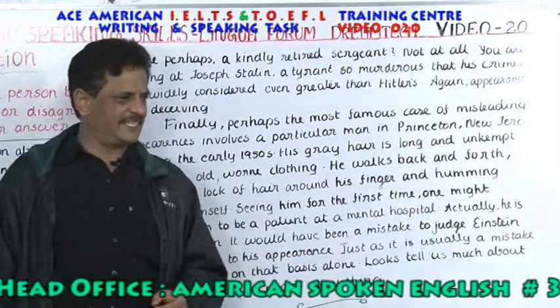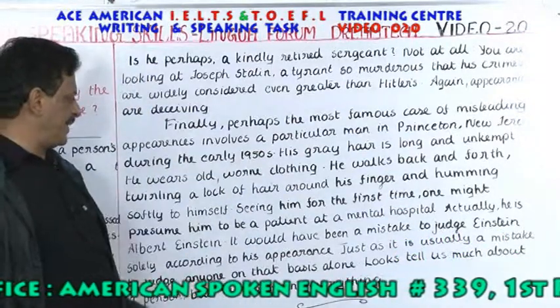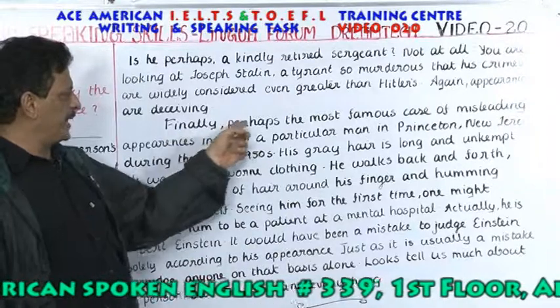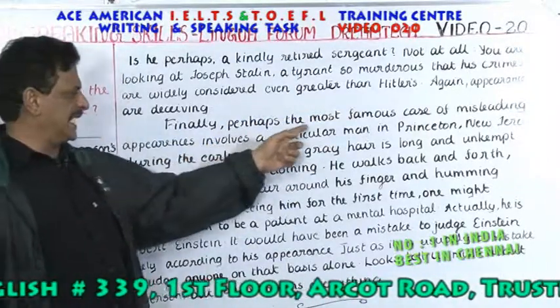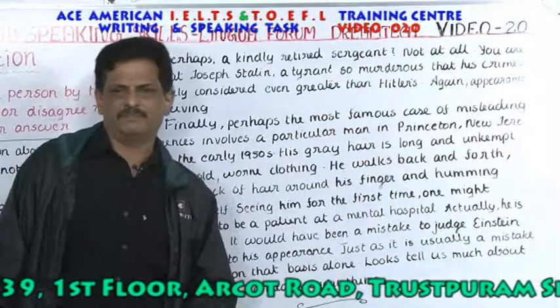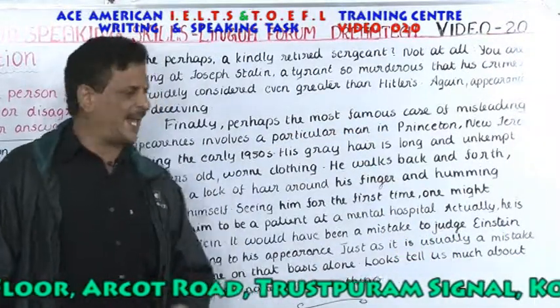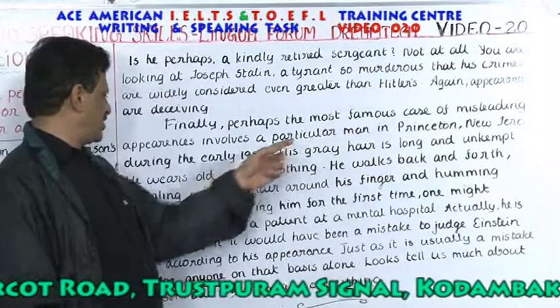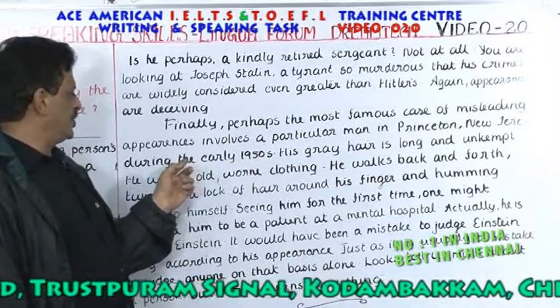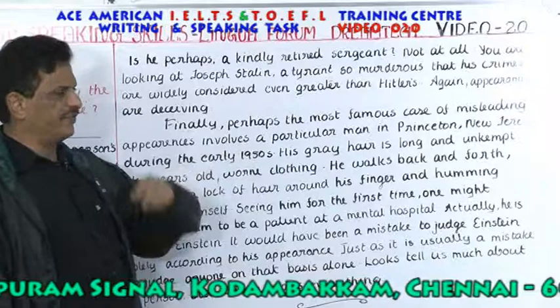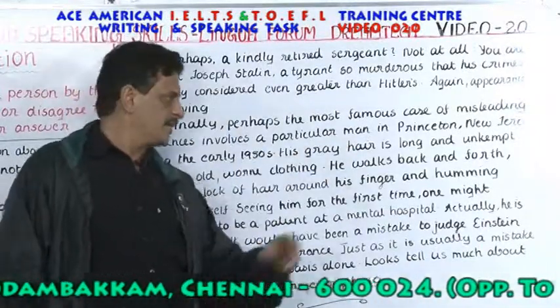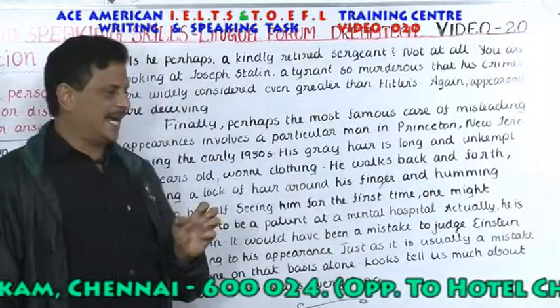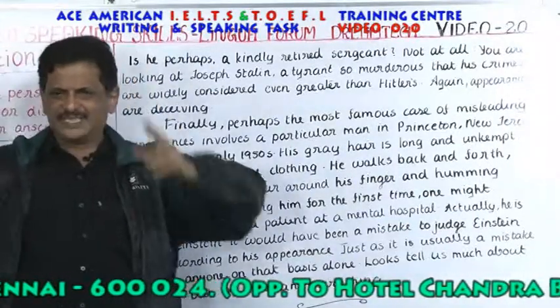Appearances are definitely deceiving. And coming to the final paragraph, he says, finally, perhaps the most famous case of misleading appearance involves a particular man in Princeton. In Princeton, New Jersey, one man is there, during the early 1950s. His grey hair, black and white hair, is long and unkempt. What does unkempt mean? It is not kept properly.